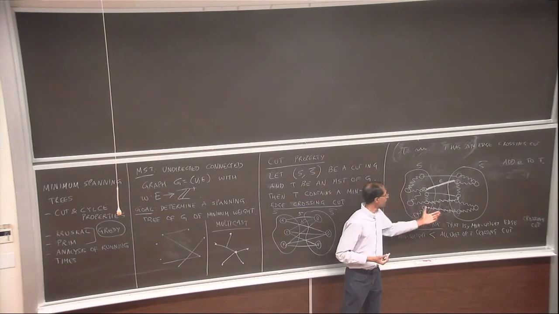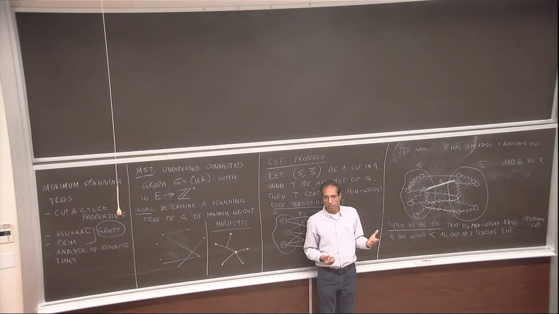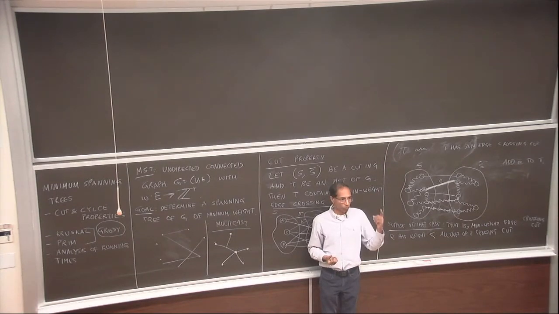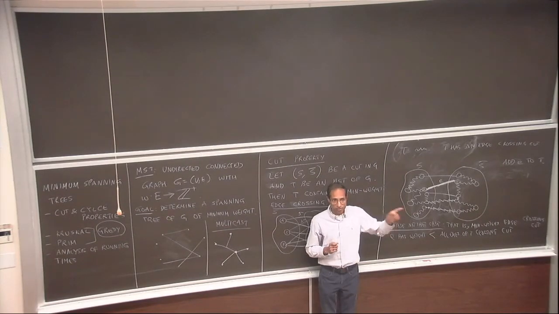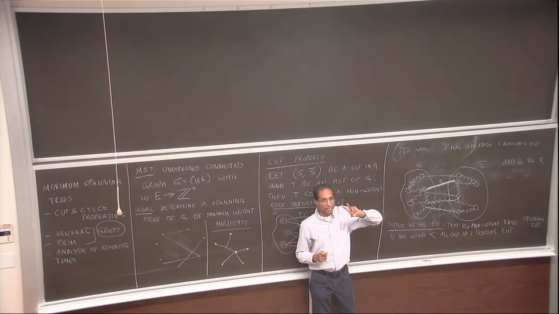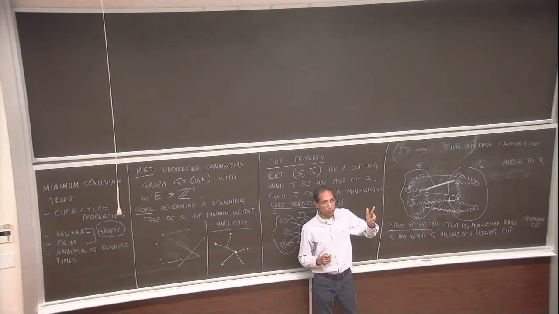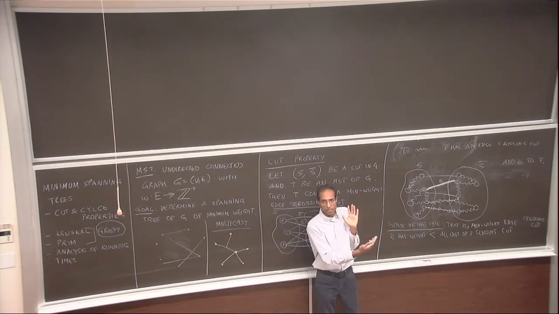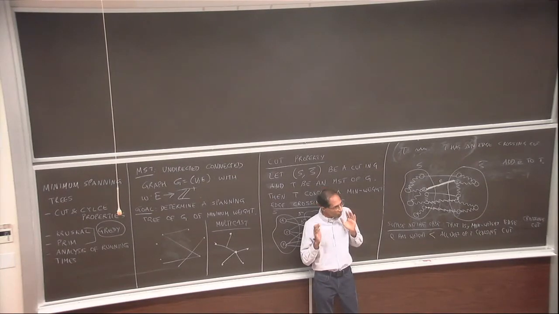If a path is going from this side to that side, how many edges can it have crossing the cut? It can have one. What are the other possibilities? Can it have two edges crossing the cut? No, it can never have two edges crossing the cut. Do people see why? Because you're going from one side to the other. If you go an even number of times, then you have to come back. So it will always have an odd number.